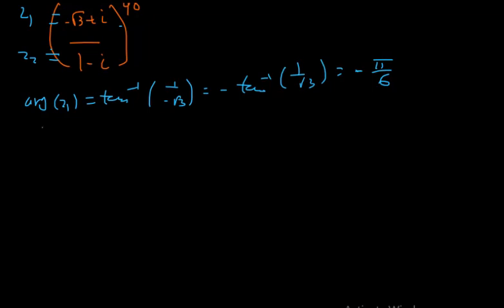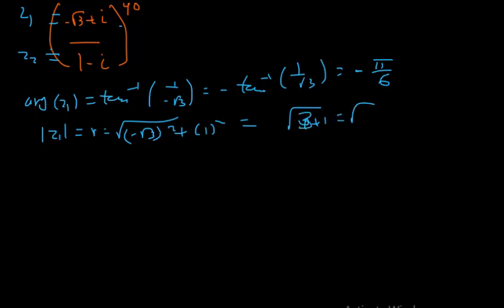Okay, let's find the magnitude or modulus of z1, or r, which is the square root of negative root 3 the whole squared plus 1 squared. This goes to 3 plus 1, which is 4. The square root of 4 is 2. So our polar form of z1 will be r, which is 2, into cosine of minus pi over 6 plus i sine of minus pi over 6.